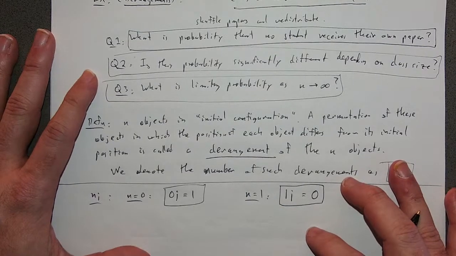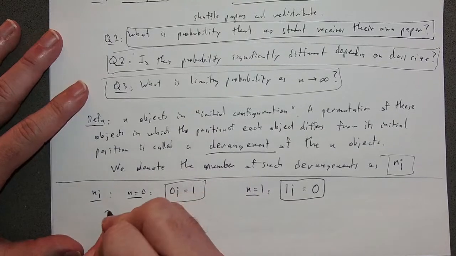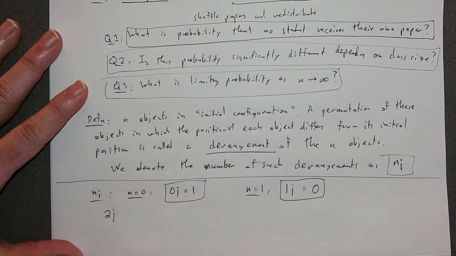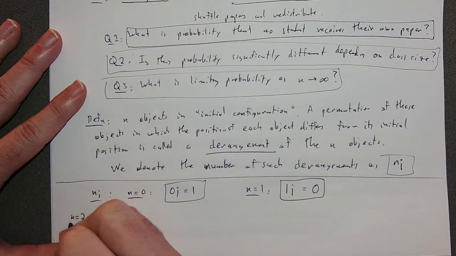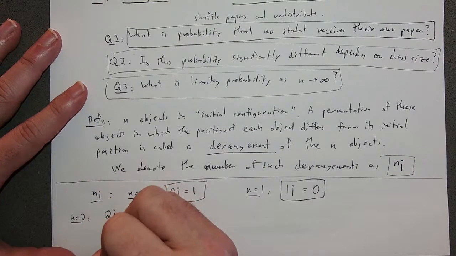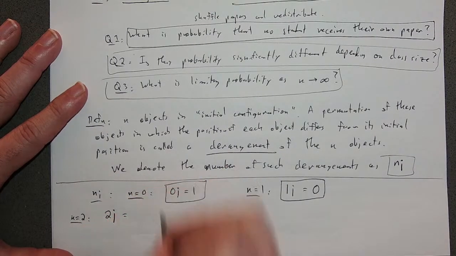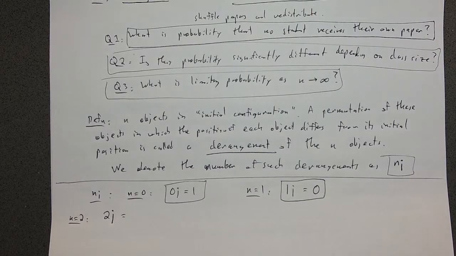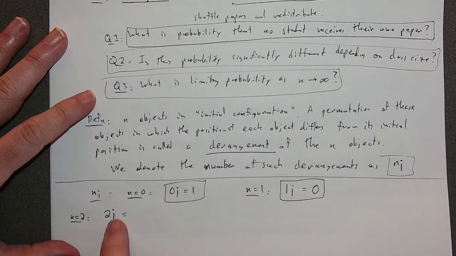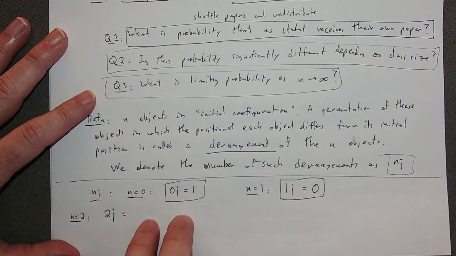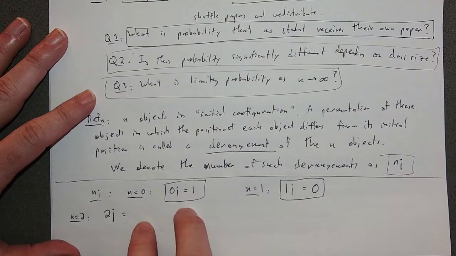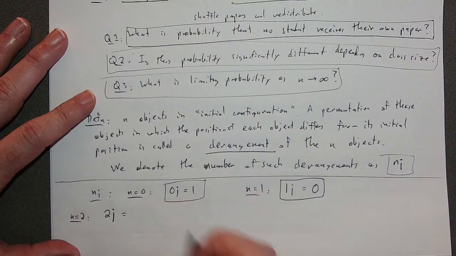Okay. What about, so this is when n is equal to 2. What is this? Well, you have 2 objects. If you fix both objects in their initial position, that's not a derangement. If you interchange them, if you swap them, that is a derangement, and that's the only one, right? So that's 1.